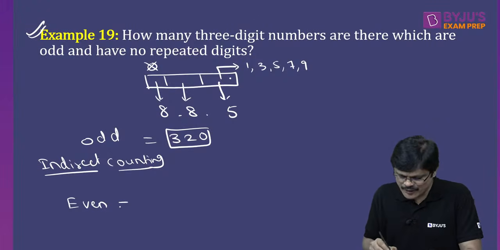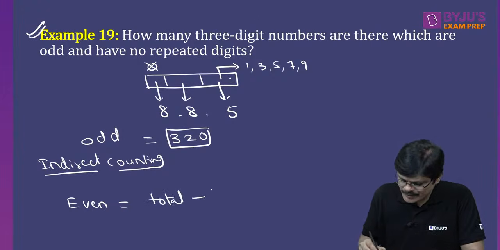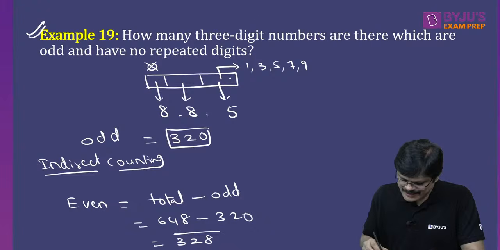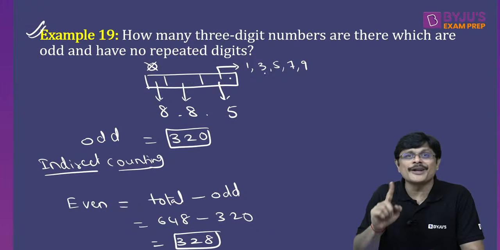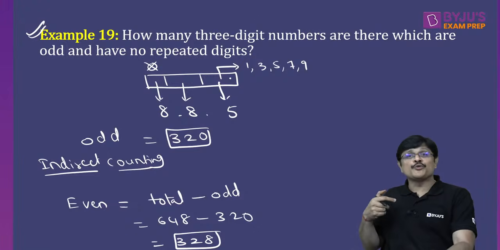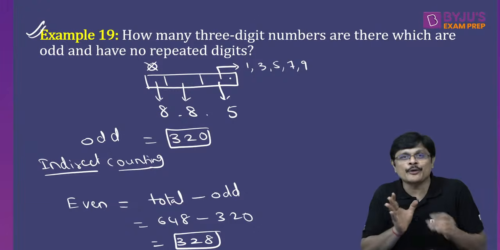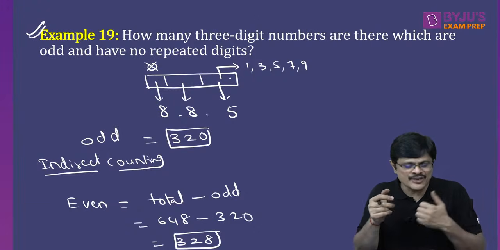That is the answer. So if you want to find even from the total, you can subtract odd. So total is, we already know now, 648, I think, right? 648 minus 320, which gives you 328. So for odd, there is only one type of situation, but for even, ending with 0 and ending with 2, 4, 6, 8 are different stories. That's why we have to consider two different ways and solve the problem.